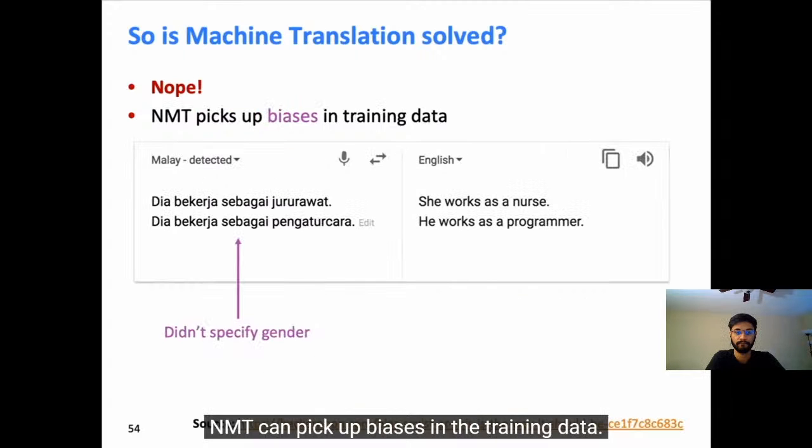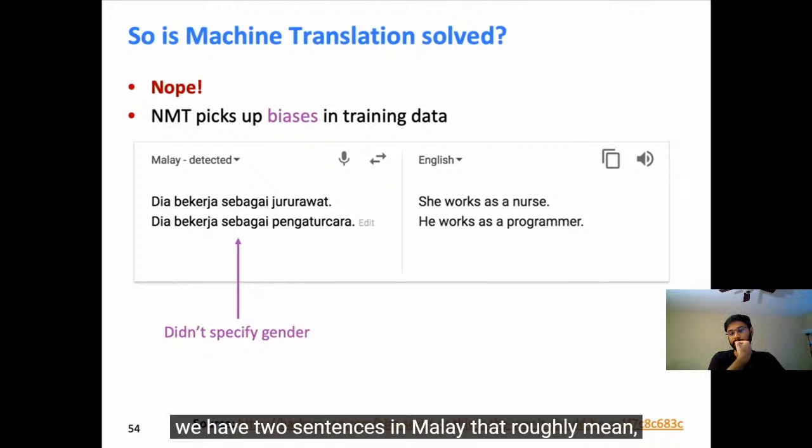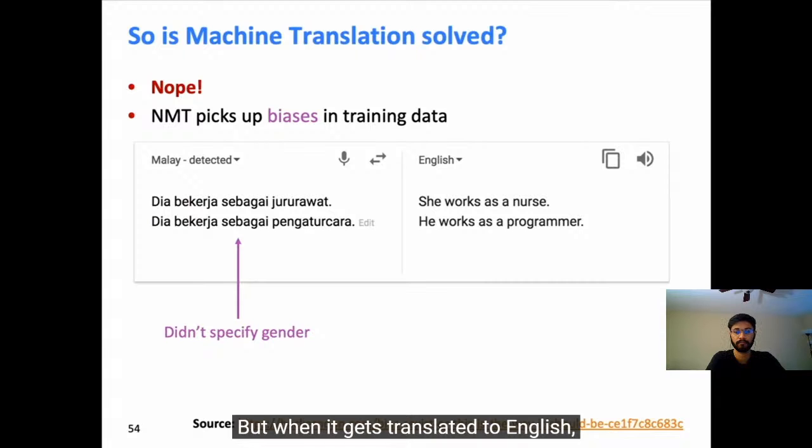Here's another example. NMT can pick up biases in the training data. We already talked about this at the word embedding level, the representation of words, but it can also be a problem at the sentence level when you're translating things. So here in this example, on the left we have two sentences in Malay that roughly mean they work as a nurse and they work as a programmer. The point is, on the left, there is no information about gender in the pronouns. But when it gets translated to English, then we've suddenly got gender coming out of nowhere. She works as a nurse and he works as a programmer.